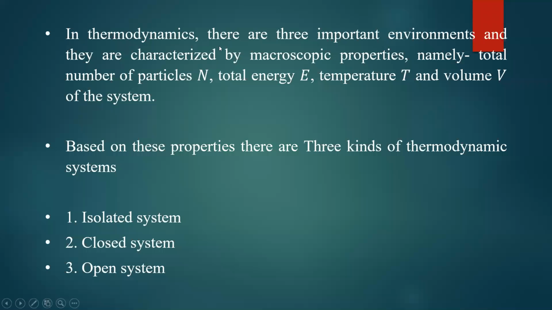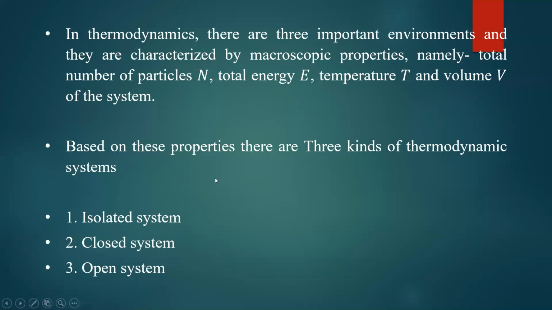So in thermodynamics, there are 3 important types of systems, and they are characterized by macroscopic properties, namely the total number of particles in the system N, the total energy E, the temperature of the system T, and the volume of the system V. Okay, that is how we can understand the different types of system.